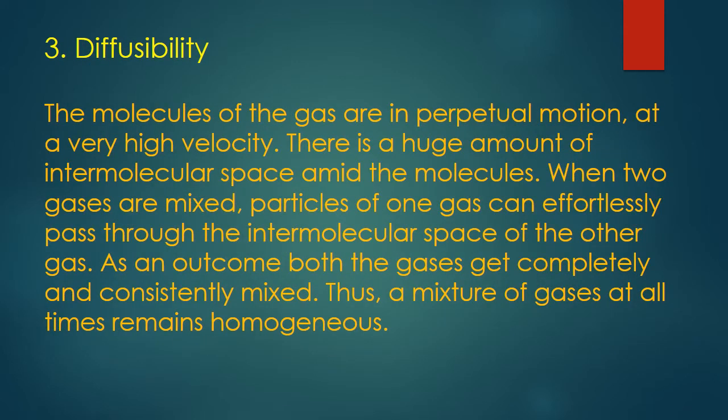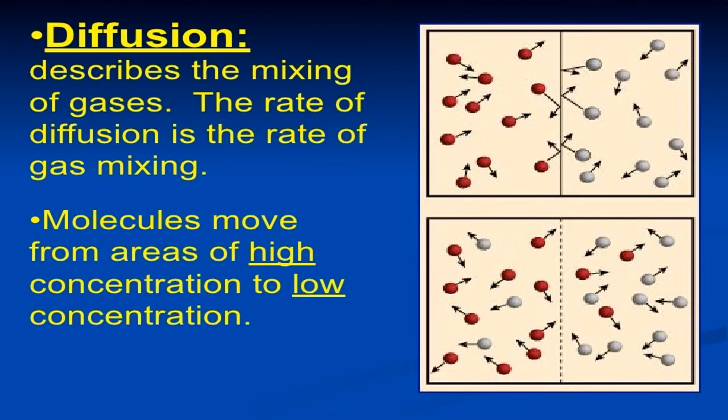Number 3, diffusibility. The molecules of the gas are in perpetual motion at very high velocity. There is a huge amount of intermolecular space amid the molecules. When two gases are mixed, particles of one gas can effortlessly pass through the intermolecular space of the other gas. As an outcome, both the gases get completely and consistently mixed. Thus, a mixture of gases at all times remains homogeneous. So, diffusion describes the mixing of gases. The rate of diffusion is the rate of gas mixing. Molecules move from areas of high concentration to low concentration.